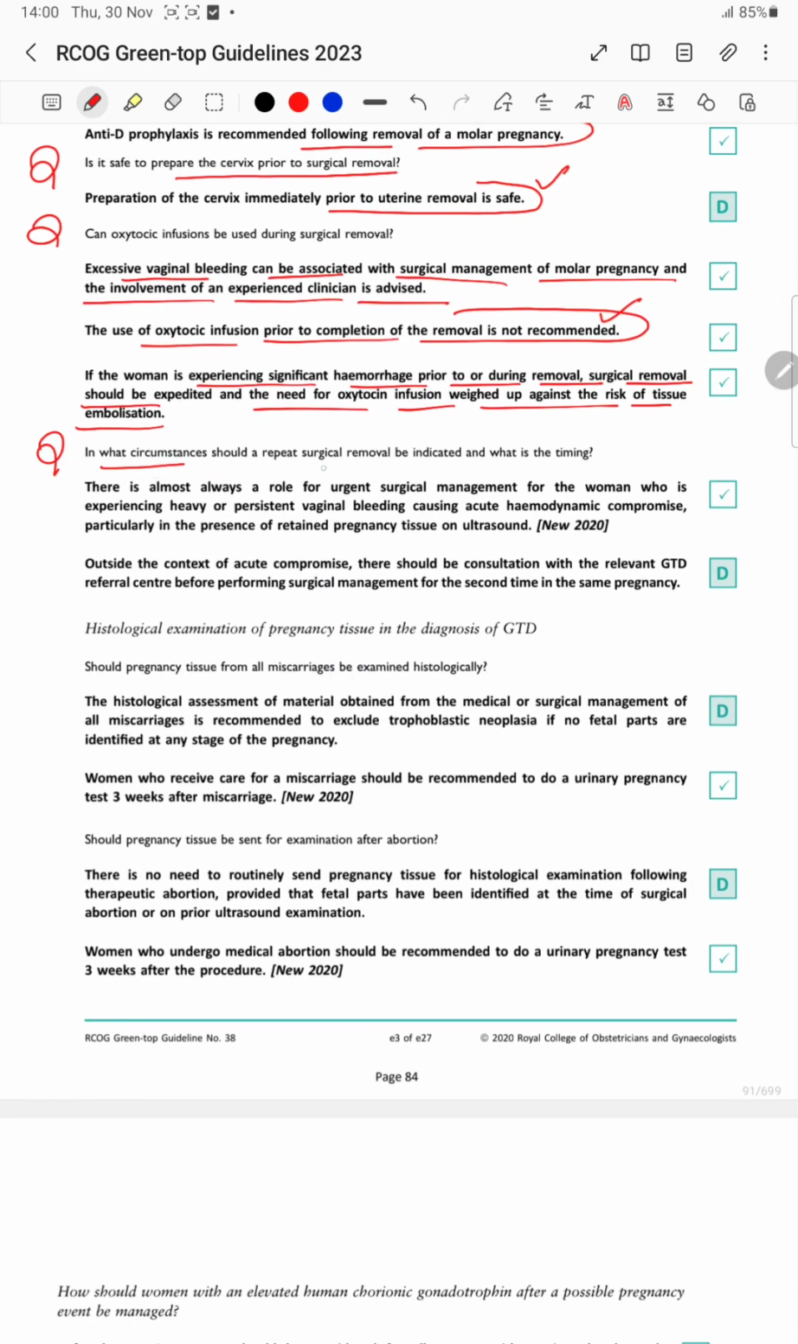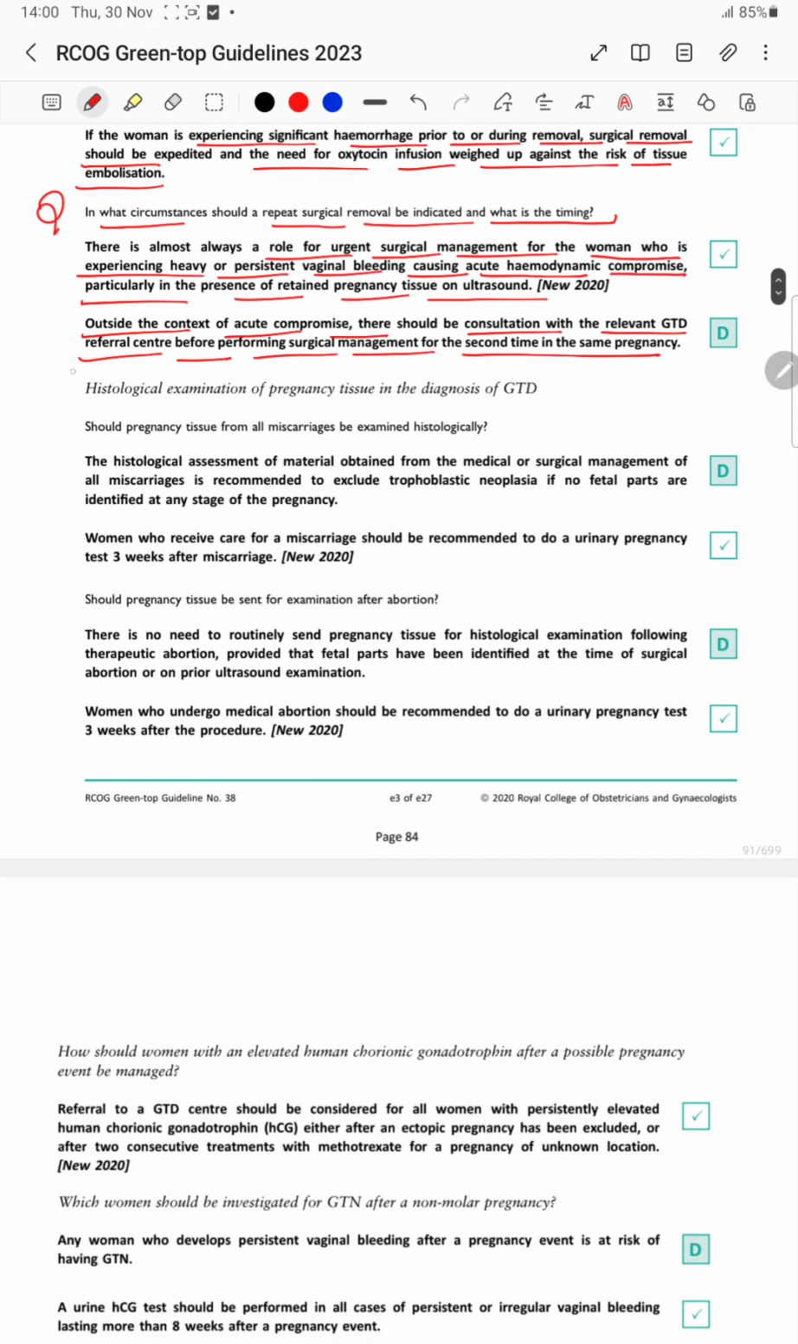In what circumstances should a repeat surgical removal be indicated and what is the timing? There is almost always a role for urgent surgical management for women who are experiencing heavy or persistent vaginal bleeding causing acute hemodynamic compromise, particularly in the presence of retained pregnancy tissue on ultrasound. Outside the context of acute compromise, there should be consultation with the relevant GTD referral center before performing surgical management for the second time in the same pregnancy.